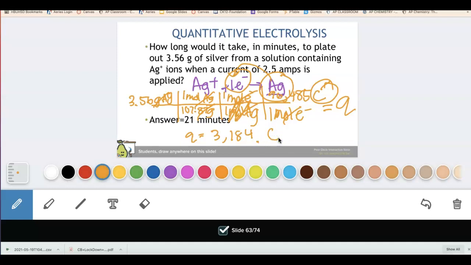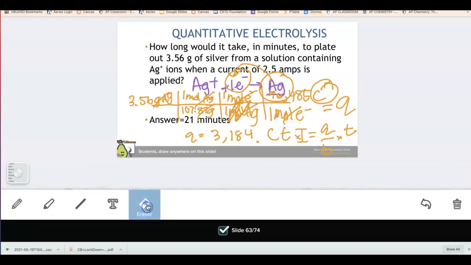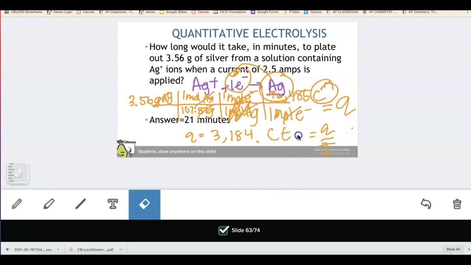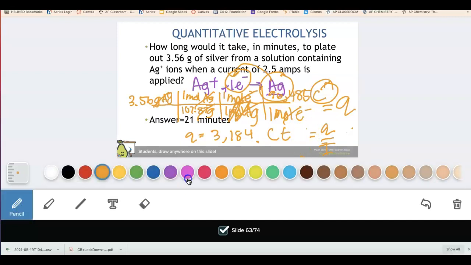Coulombs. Okay? Well, I equals Q over T. So we need to solve for T, right? That's what it's asking for, is time. So I'm rearranging to solve for T. I get T off of the bottom, and now I'm going to divide both sides by I. So Q over I is T. That's the algebraic manipulation.